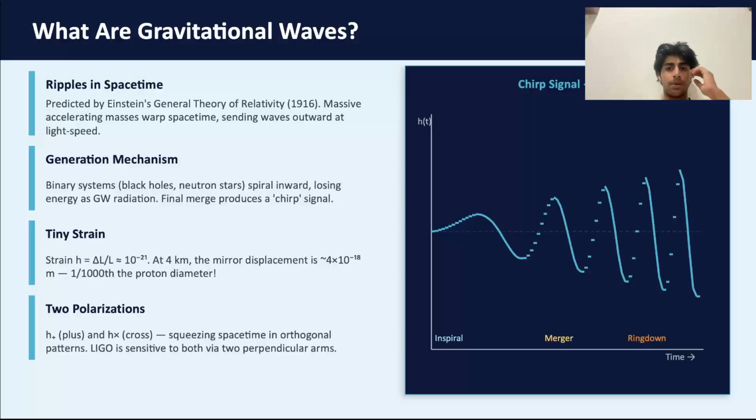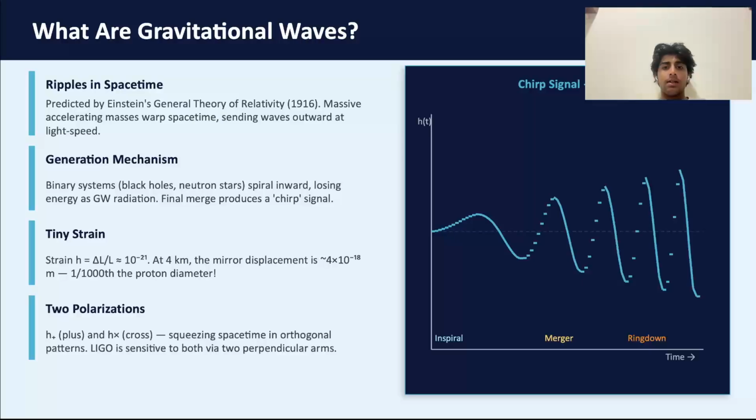Then comes the strain aspect. Strain is the fractional change the wave causes and is written as h equals delta L over L. For a merger a billion light years away, h is roughly 10 to the minus 21. In human terms, LIGO's 4-kilometer arms move about 4 times 10 to the power minus 18 meters, 1,000 times smaller than the diameter of a proton. Spacetime is extraordinarily stiff. It takes the most violent events in the universe to produce even that tiny a ripple.